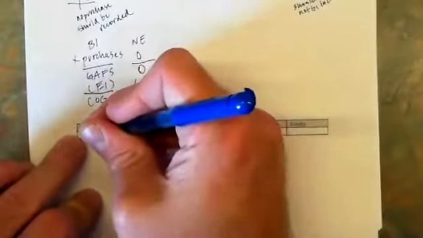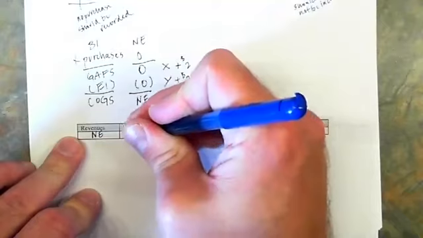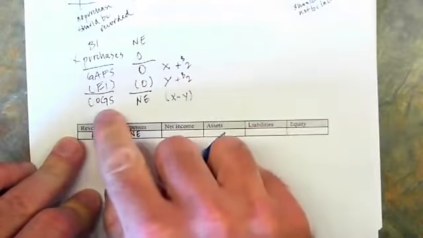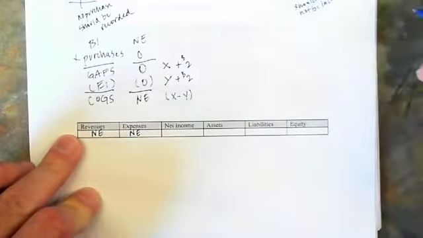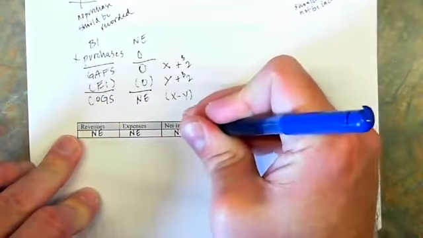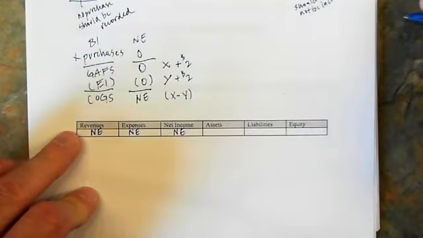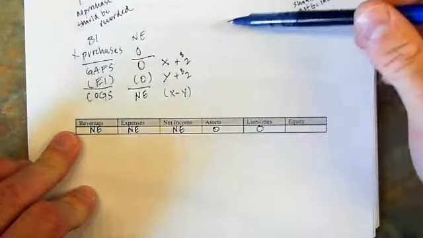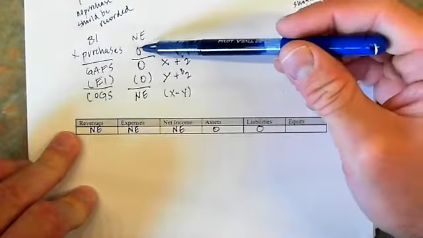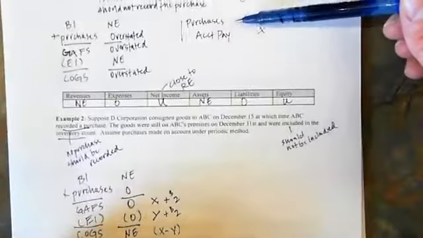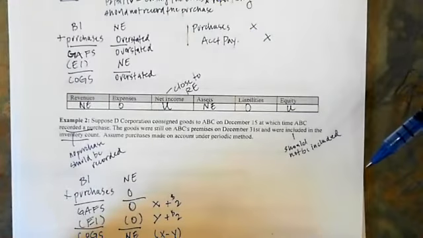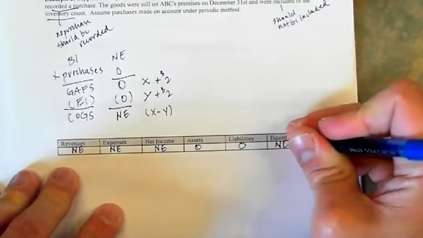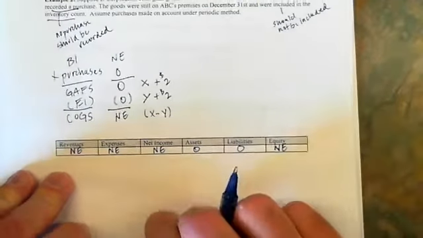So my revenues have no effect. My expenses are not affected because the only expense it would affect is cost of goods sold. Therefore, my net income has no effect, no error. Assets are going to be overstated, and liabilities will be overstated because the liability account, accounts payable, should not have been recorded. And then equity has no effect because there was no effect to net income.